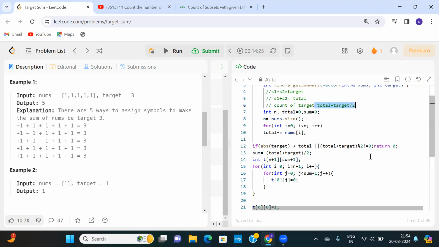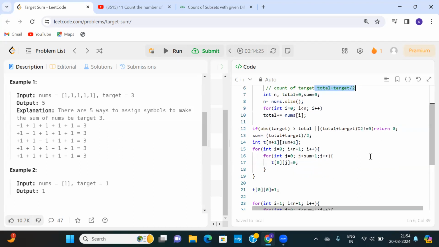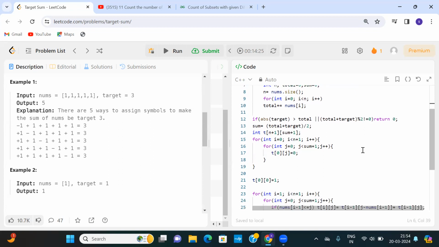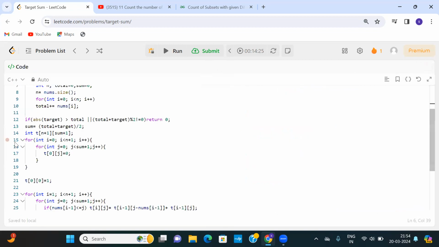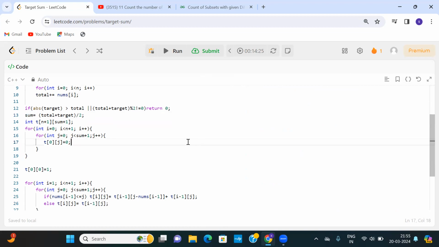If these two conditions are satisfied, it means it is possible to achieve the target and we will get some number of unique ways to achieve the target. So what we will do is, sum equals (total plus target) divided by 2. This is the sum we need to count. We need to count the total number of subsets in this particular array nums such that their sum is equal to this sum variable, that is (total plus target) divided by 2. So we are going to do it using an iterative approach.